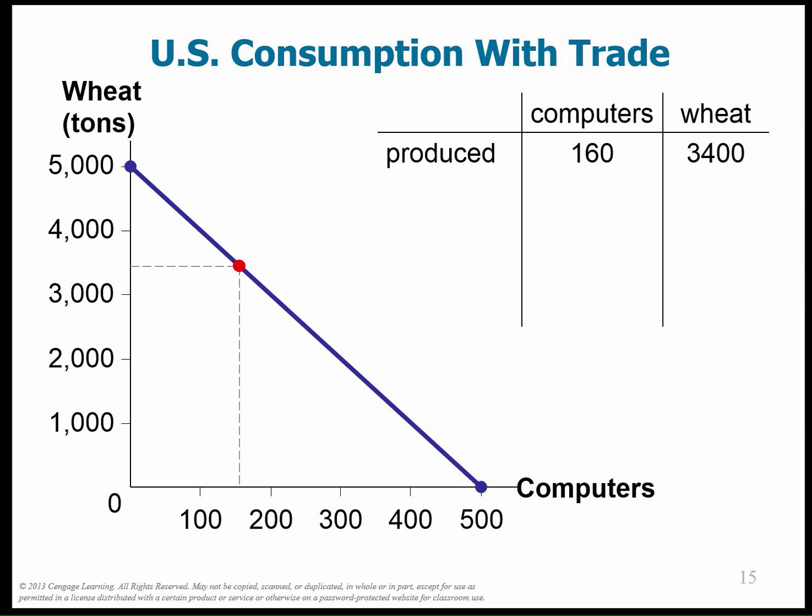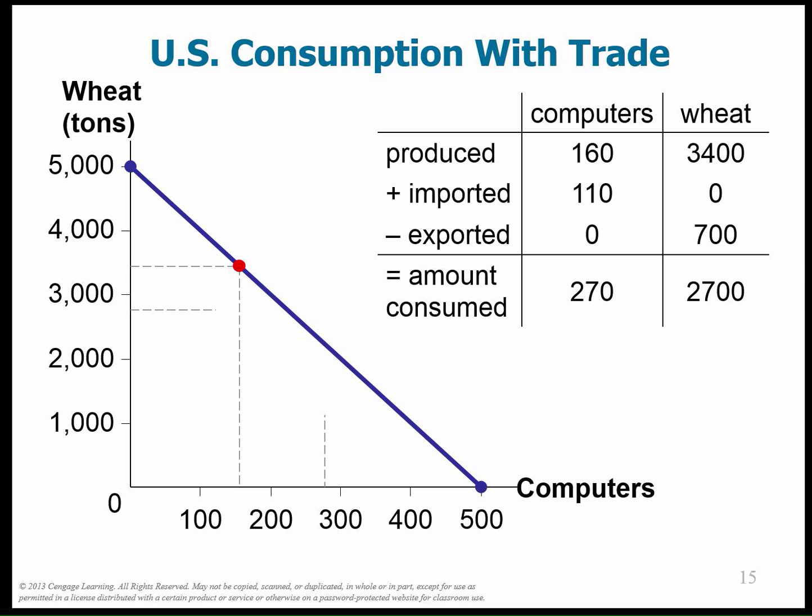All right, so here's with trade. Remember, they're producing at this point 160 computers and 3,400 wheat, but they're importing 110 computers and sending out 700 tons of wheat. So just go ahead and do the math. How much is being consumed total? They get to use or consume 270 computers. I just added these two numbers. And then, of course, they made this much wheat, but then you have to subtract off the wheat they sent to Japan, and they're left with 2,700.